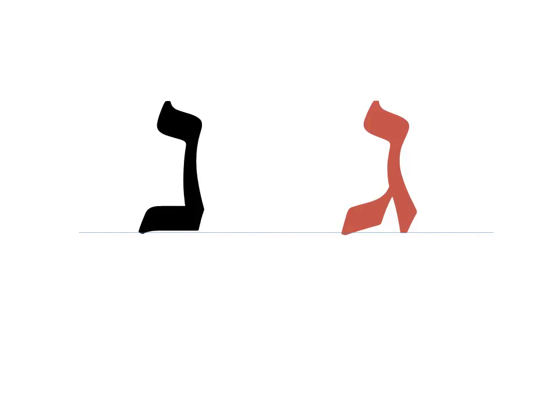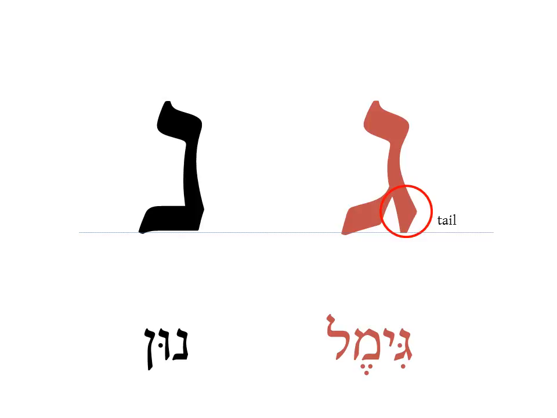Here are Gimel and Nun. The only difference between Gimel and Nun, really, is that Gimel has a tail, and it's written in two strokes, whereas Nun has no tail, and is written with only one stroke.